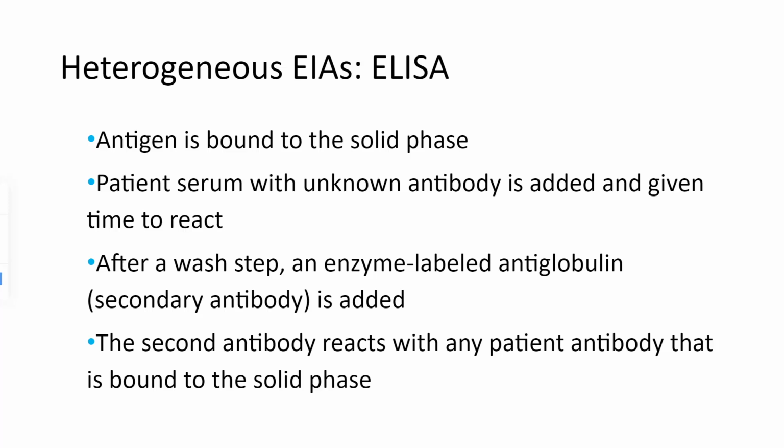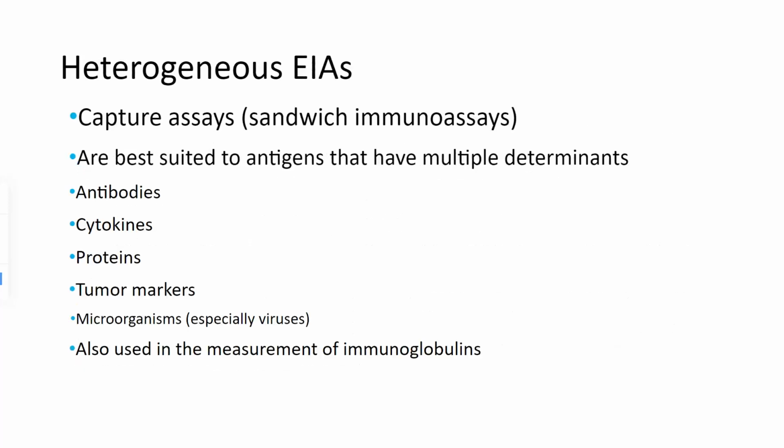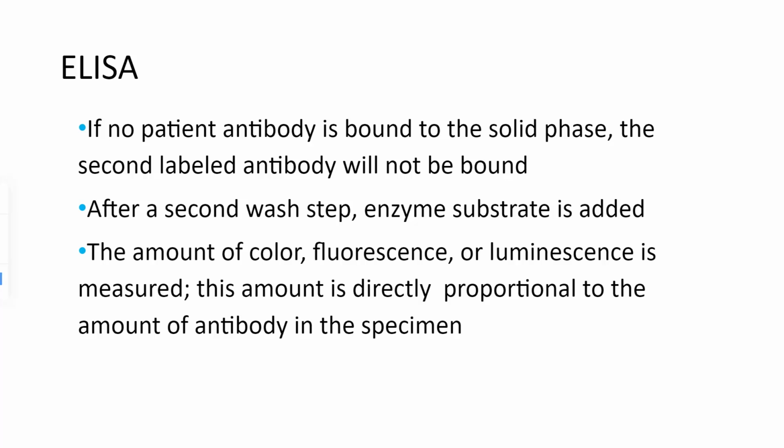After a wash step, an enzyme-labeled antiglobulin, a secondary antibody, is added. The second antibody reacts with any patient antibody that is bound to the solid phase. If no patient antibody is bound to the solid phase, the second labeled antibody will not be bound. After a second wash step, enzyme substrate is added. The amount of color, fluorescence, or luminescence is measured, and this amount is directly proportional to the amount of antibody in the specimen.